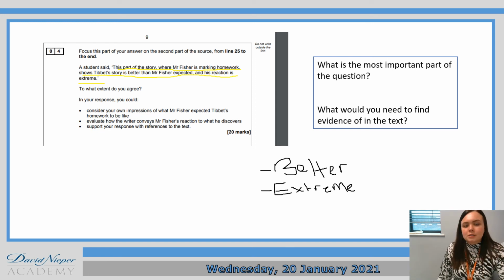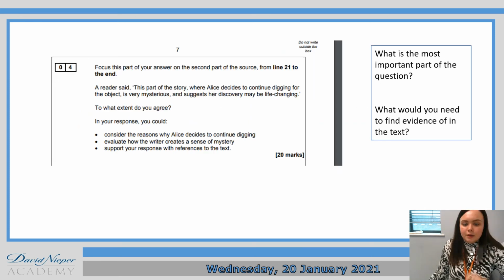So we've got the statement again. We already know what we need to look for. So if you then had the extract, it should be really easy for you to pick out quotations. So here's the next question. So again, give yourself 5 to 10 minutes.